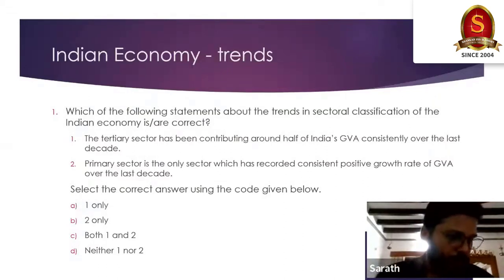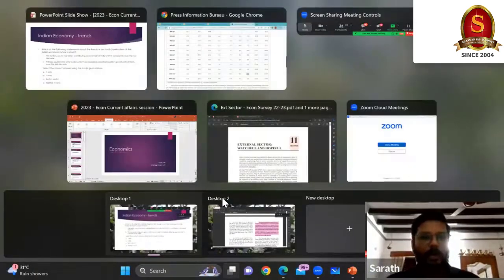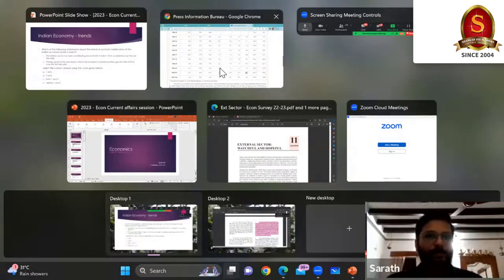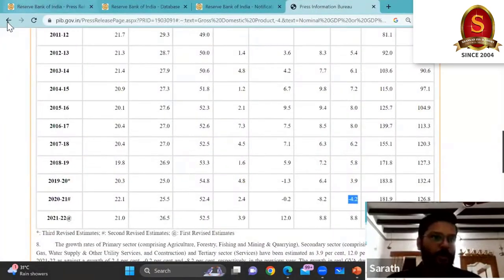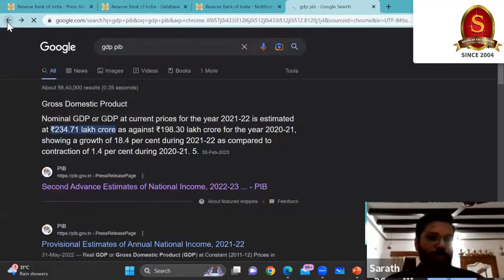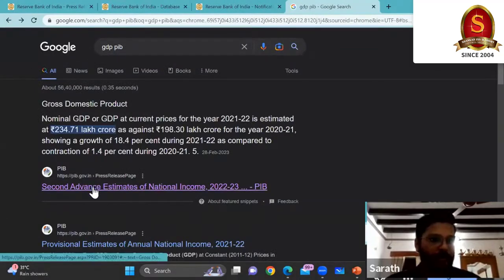All right, great. So please show the document name again. What I would suggest is that you type Press Information Bureau. I'll show you the way I searched. Just search for GDP PIB. I have typed, and the second advance estimates in the PIB website.